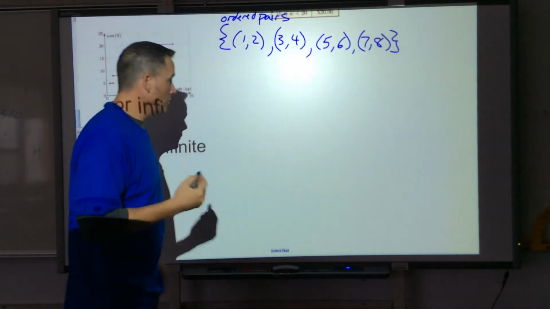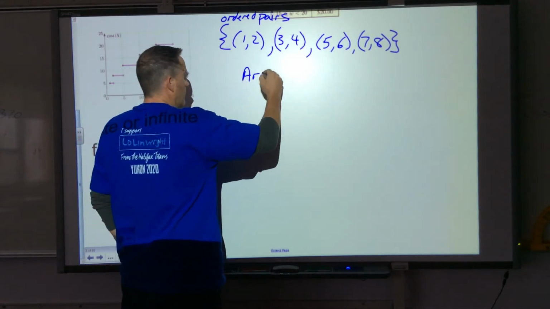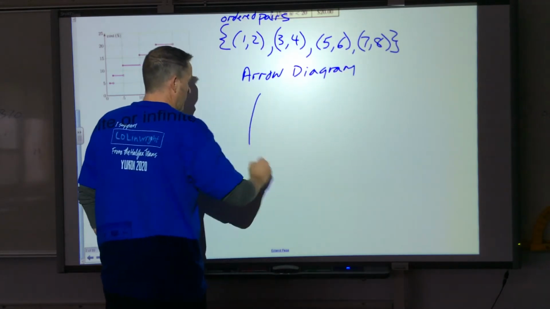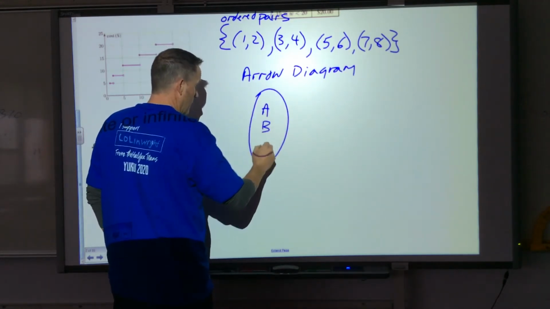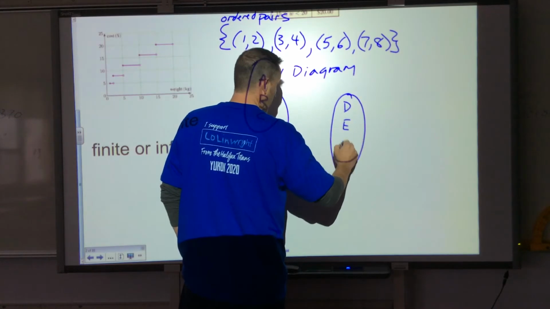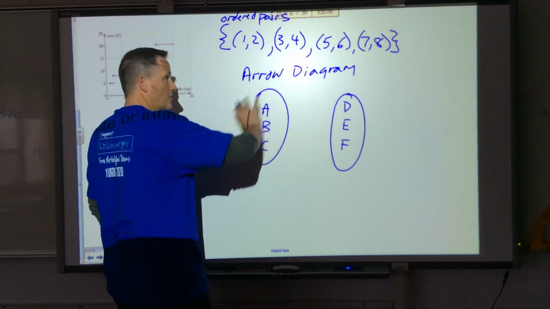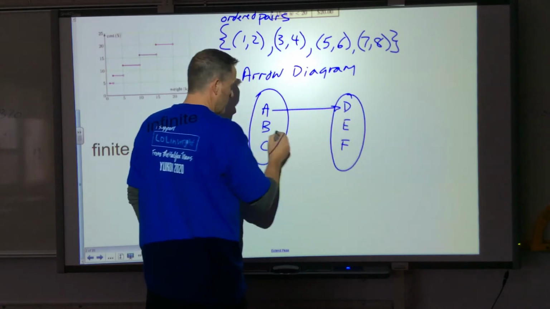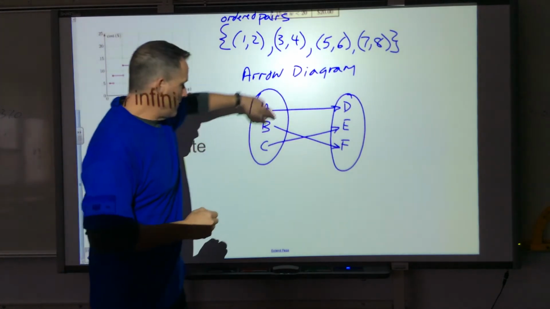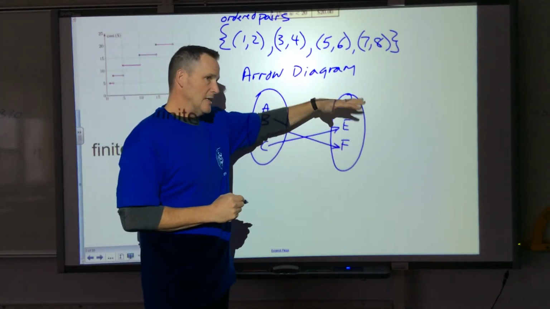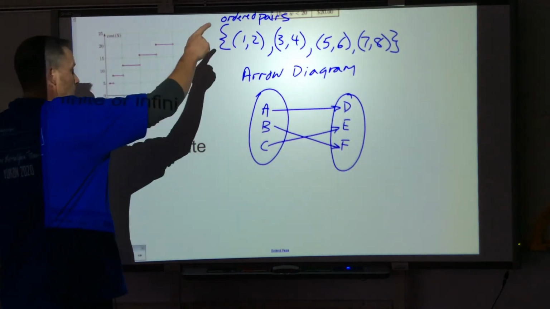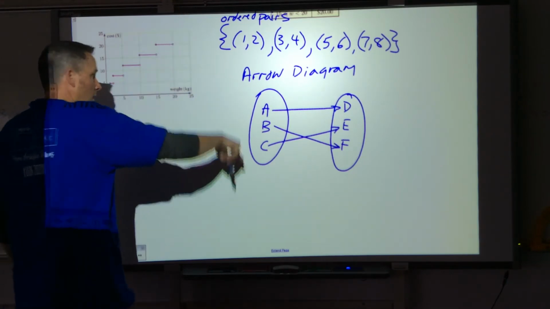We also have something called an arrow diagram. This represents one set of information and the other set of information, and then arrows. So A is connected to D, B is connected to F, C is connected to E. This is called an arrow diagram. So we have a graphical representation, ordered pairs, table of values, and then an arrow diagram.